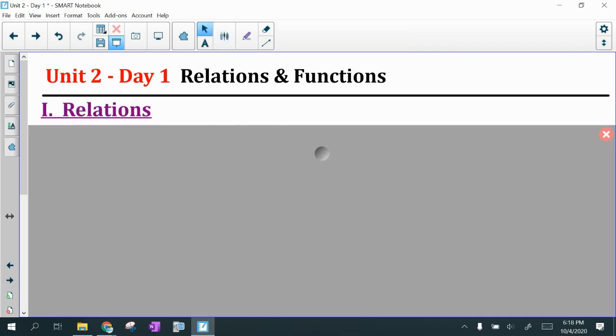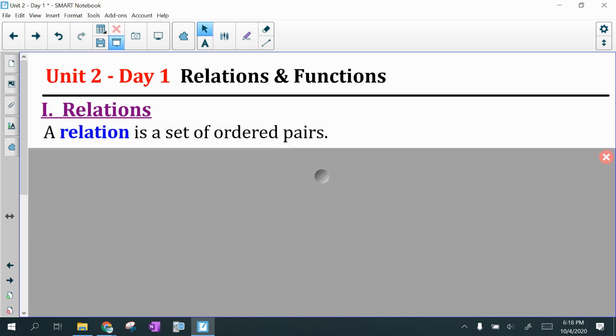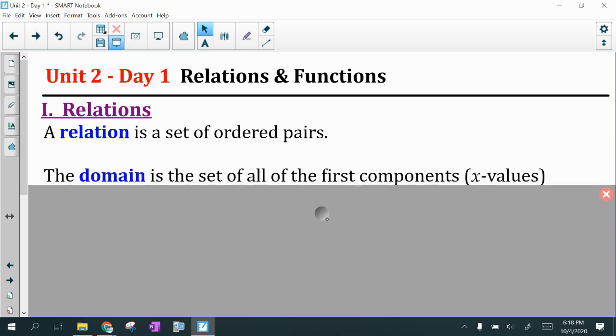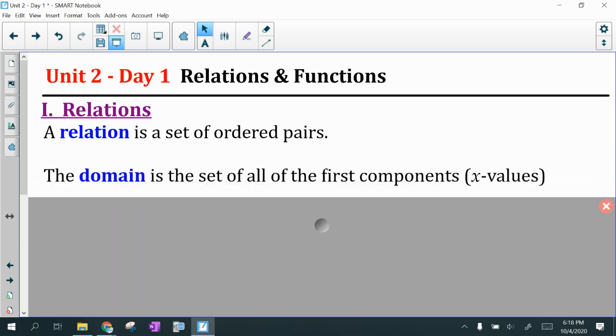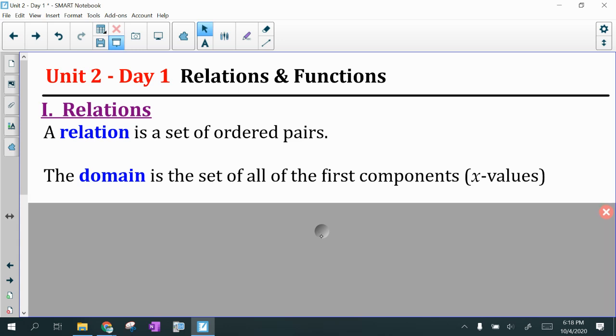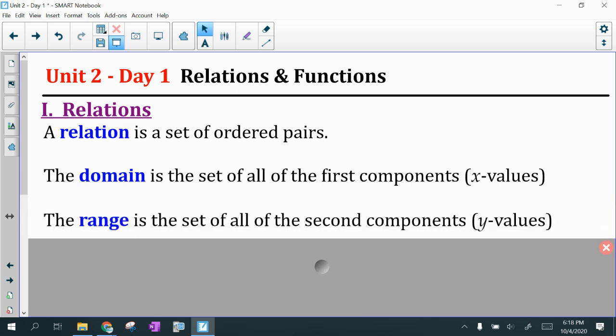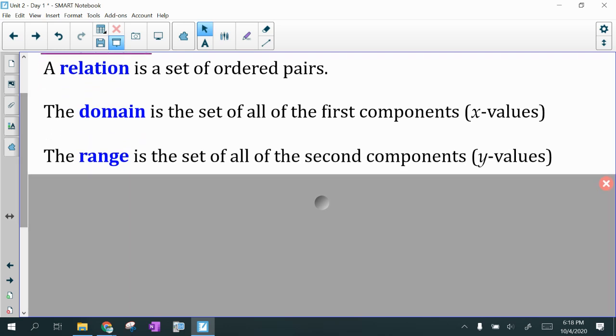Here are some definitions that I would encourage you to copy down, unless you've printed out a copy of notes. So a relation is just a set of ordered pairs. That's it. It really doesn't matter what set of ordered pairs, just ordered pairs. We talk about the domain being all of the first components, the x values, and the range is the set of all the y components. For those people that struggle with how to keep this straight, notice that D comes before R, just like X comes before Y. So when in doubt, go back to alphabetical order.